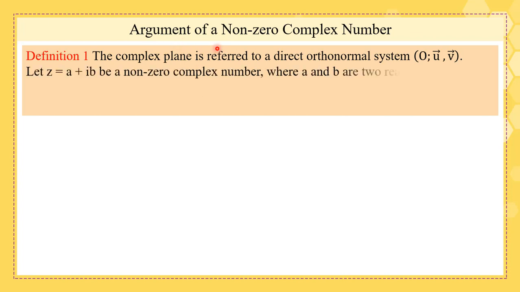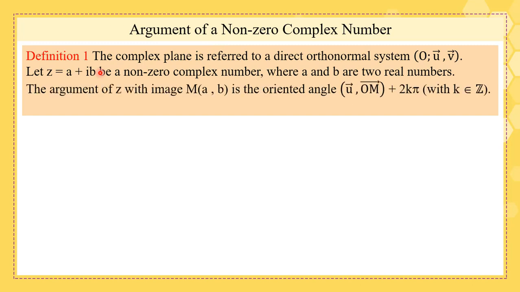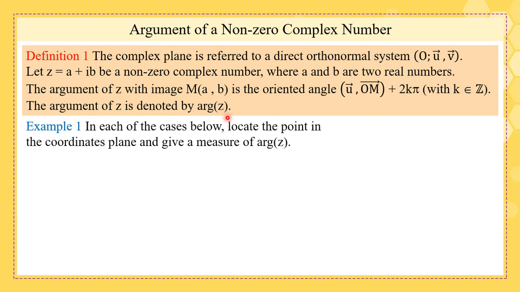We have a complex plane orthonormal system. z equals a plus ib, where a and b are two real numbers. The argument of z with image M(a, b) is the oriented angle (U, OM) plus 2k pi. So the argument is an angle. It's an oriented angle between U and OM after we locate M in the orthonormal system. And the argument is denoted by arg. We open parentheses, we write z, then we close parentheses.